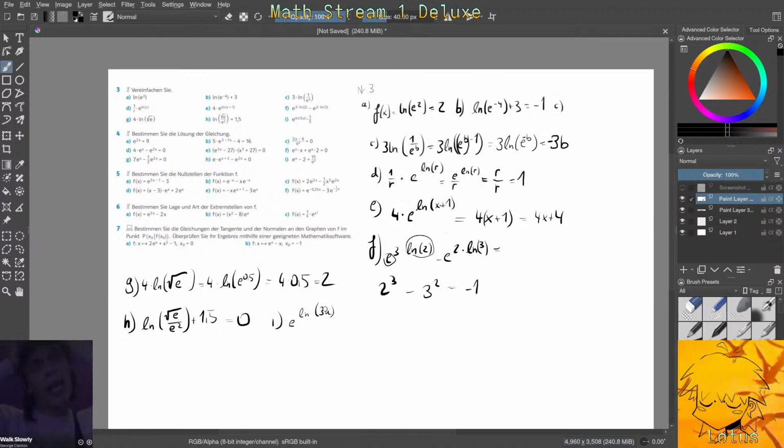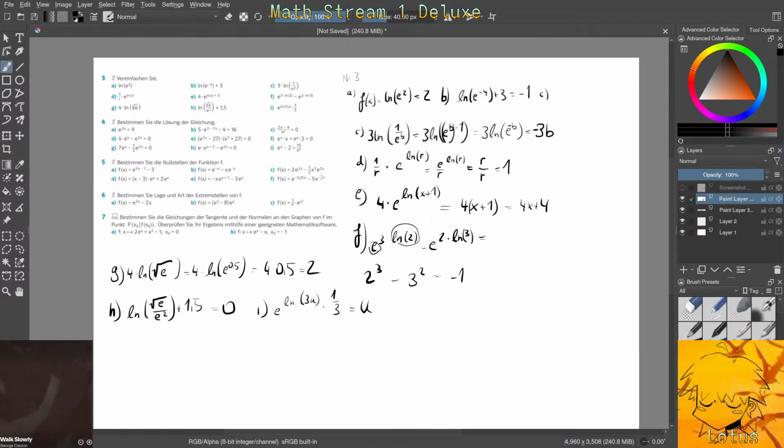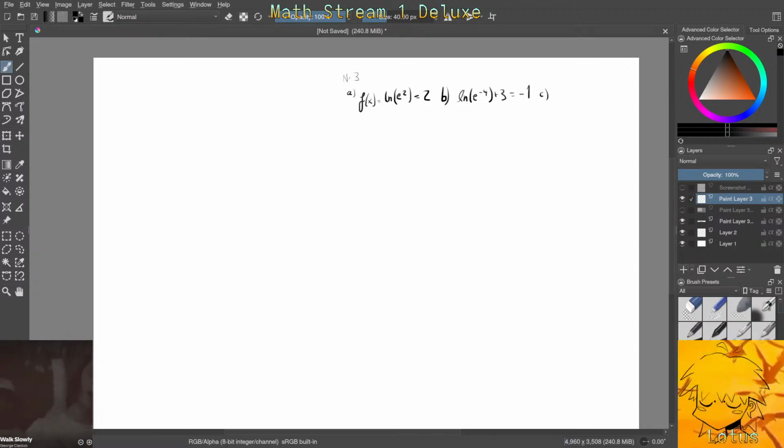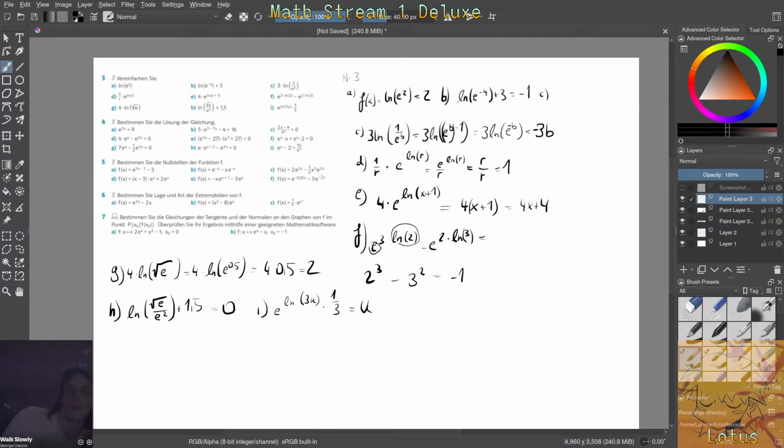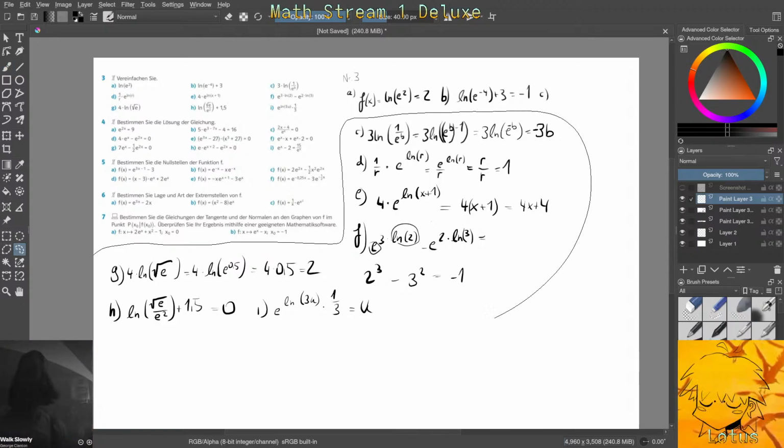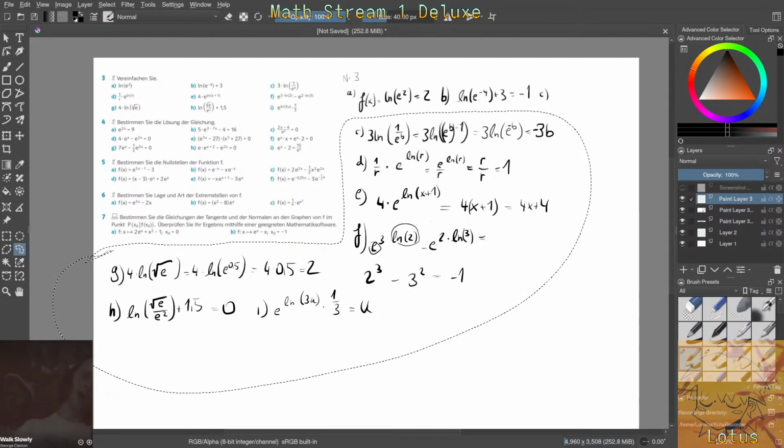I have to get back into the game. 3. So this is just you. Oh, that's cool. Okay. First finished. Time for second. Oh wait, I have that on the same paint layer. And let's do this, and then we do that.